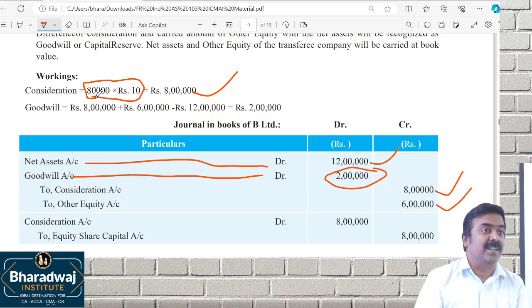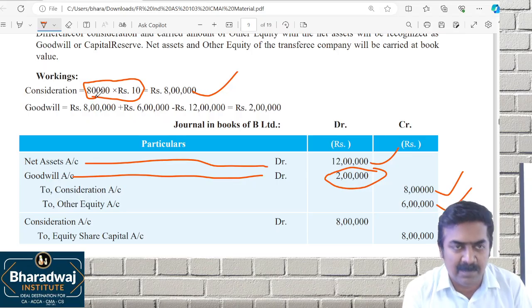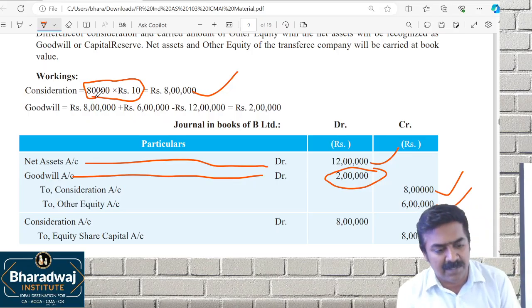We are not getting any money. We are getting only the what? Business. That will be adjusted in the form of goodwill or capital reserve.